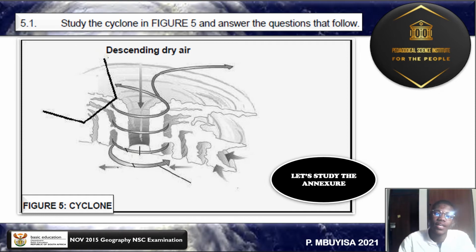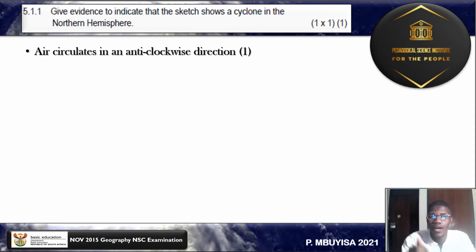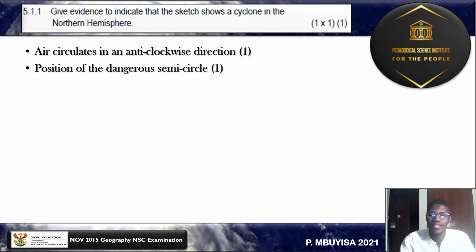First question, give evidence to indicate that the sketch shows a cyclone in the northern hemisphere. The evidence we have, we said it's the anti-clockwise movement or circulation of air. And again, the position of the dangerous semicircle is usually on the northeastern side, or rather that section of the cyclone. And again, 1.5.1.